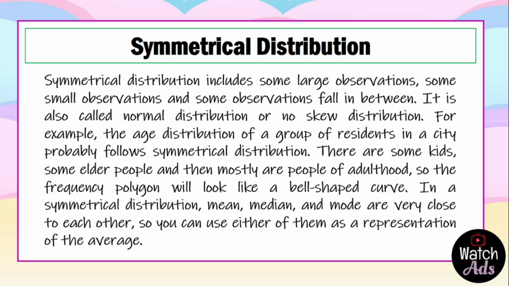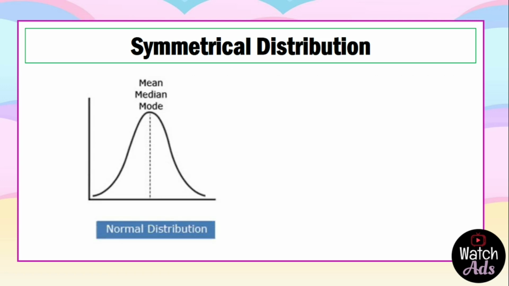In a symmetrical distribution, mean, median, and mode are very close to each other, so you can use either of them as a representation of the average. In this illustration, this is a normal distribution. If you can see, it looks like a bell, and that's why it's called the bell-shaped curve. The median, mode, and mean are normally equal to each other or very close to each other in terms of value, and this is denoted as mean equals median equals mode.